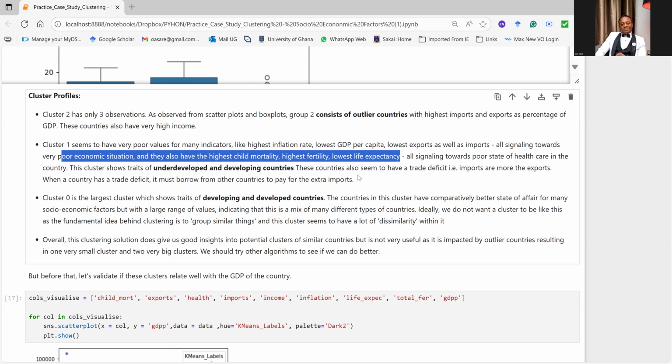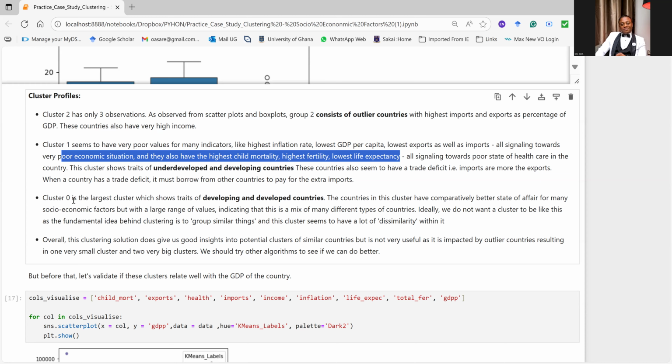We know that these countries seem to have a trade deficit because they have more imports than they have exports. When a country has a trade deficit, it must borrow from other countries to pay for them. So again, it's helping you. We are going to see those countries within the cluster. So even if you didn't know that this guy is in a poor country or is in a rich country, this clustering is giving you the clues.